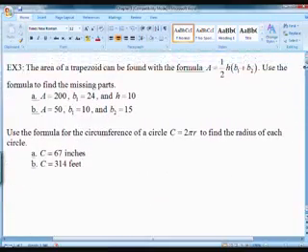Example 3 says the area of a trapezoid can be found with this formula. Y'all know what a trapezoid looks like? The top of what type of building? Y'all know this? Pizza Hut. Pizza Hut, there you go. The top of Pizza Hut is a trapezoid.